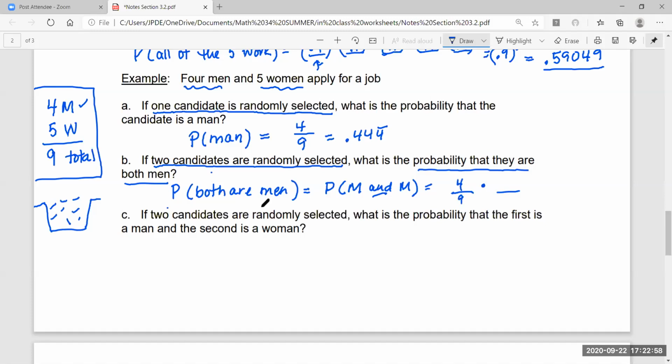We took that person out. Does it say we're putting them back in? Does it say replace? Also think about it, would it really make sense to have the same person for the 2 people? It wouldn't. So now we took this guy out and now we only have 8. So when we go to grab a second candidate and we want a man, we'll have 3 out of 8. So this is a dependent situation. We would have 4 out of 9 times 3 out of 8. And we'll get 0.167. And I did round that.